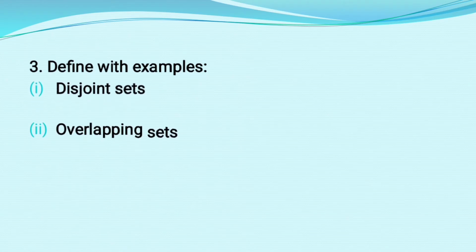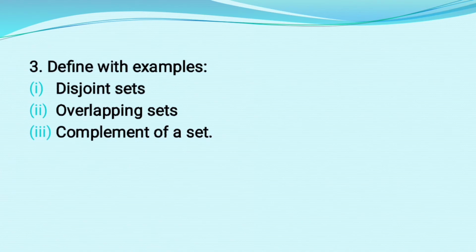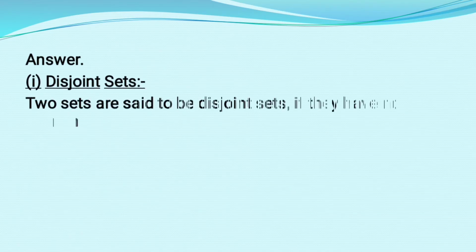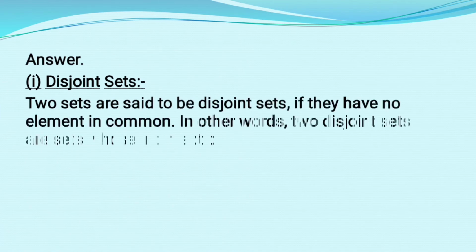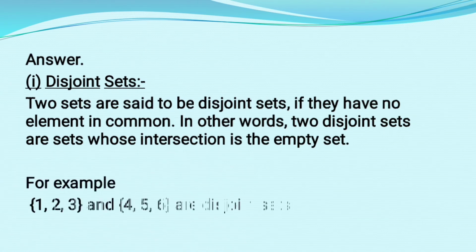Question number 3, define with examples disjoint sets, overlapping sets, complement of a set. Disjoint sets. Two sets are said to be disjoint sets if they have no element in common. In other words, two disjoint sets are sets whose intersection is the empty set. For example, {1, 2, 3} and {4, 5, 6} are disjoint sets because these two sets have no element in common.